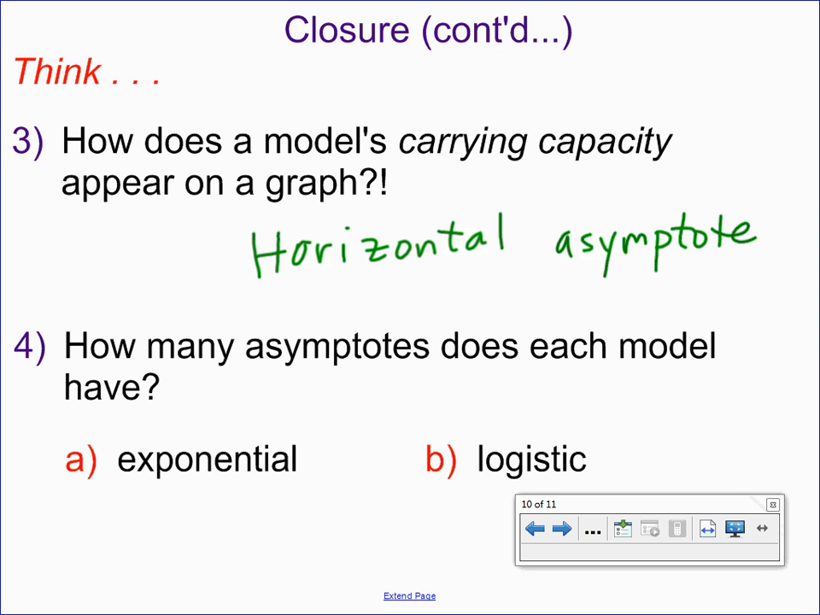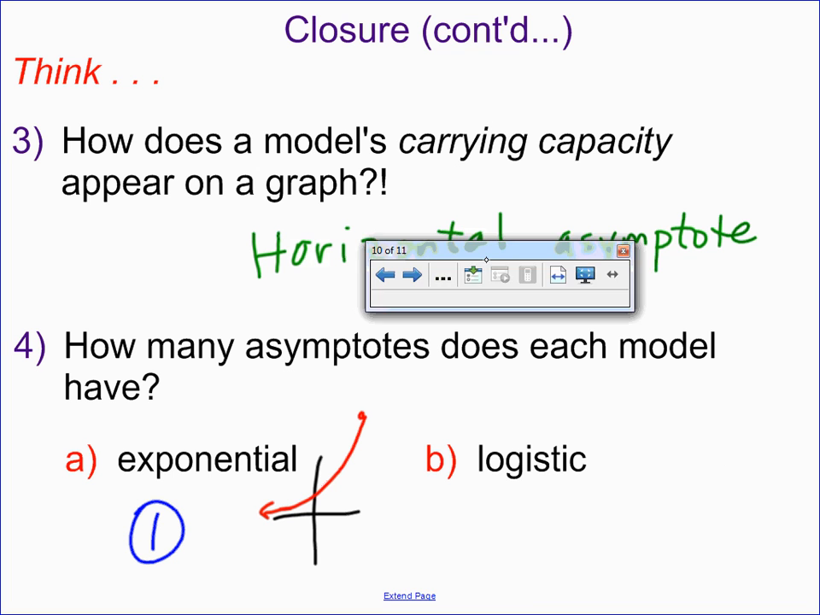And how many asymptotes does each model have? How many asymptotes does an exponential model have? Kyle? One. One is correct. And I saw some of you had zero. Consider an exponential model. It does have a horizontal asymptote. As you look to the far left-hand side in the case of growth, there's that leveling off. y approaches 0 as x approaches negative infinity, and then flipped if you're doing decay.